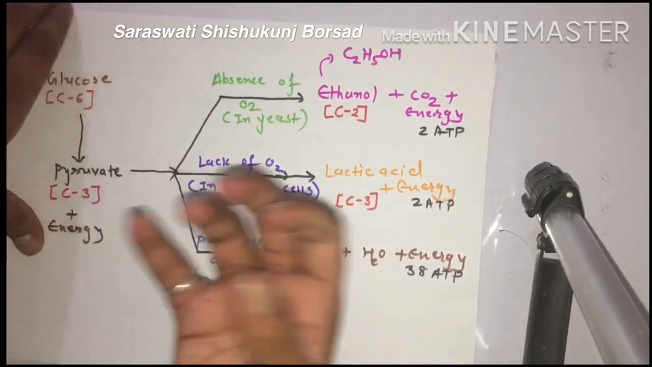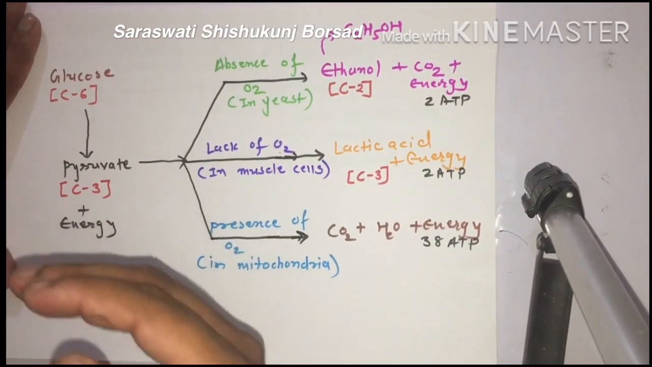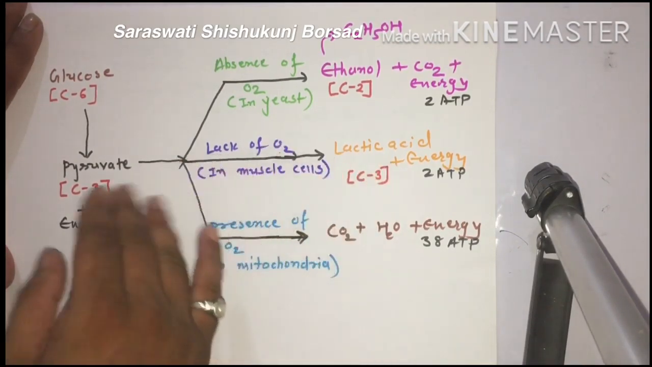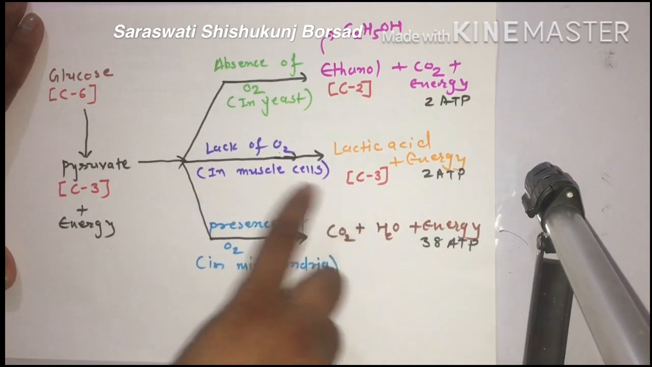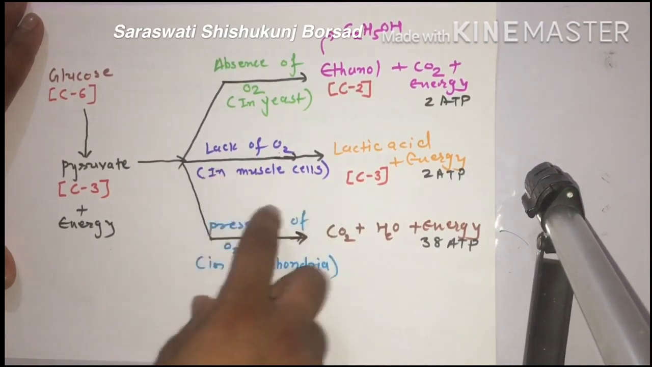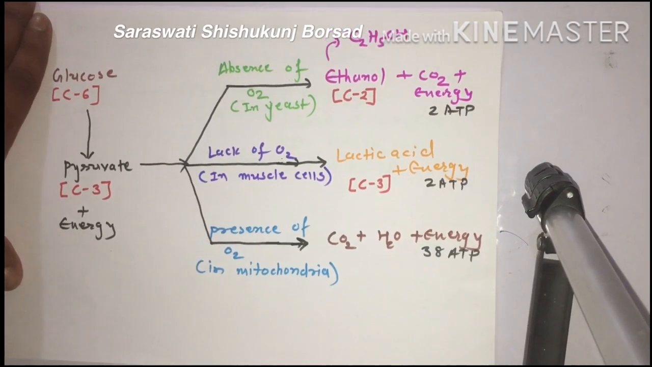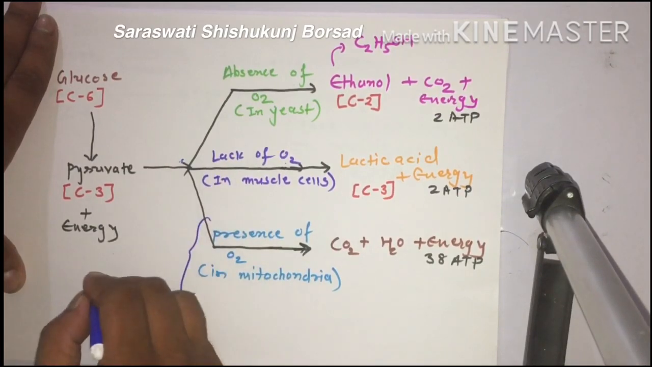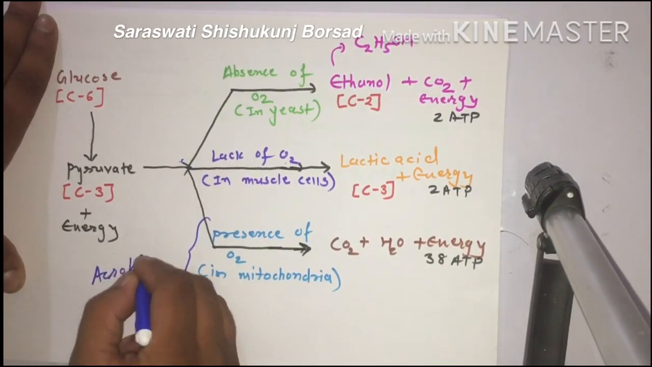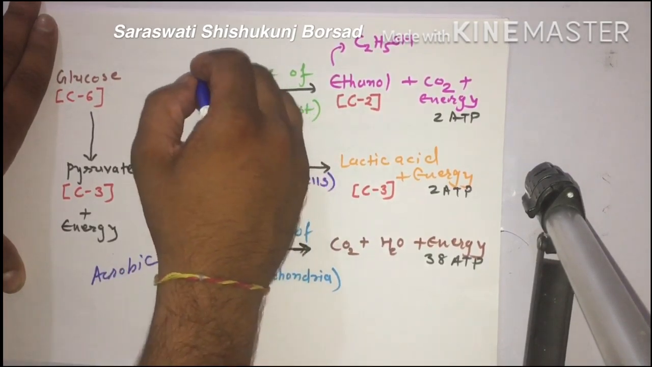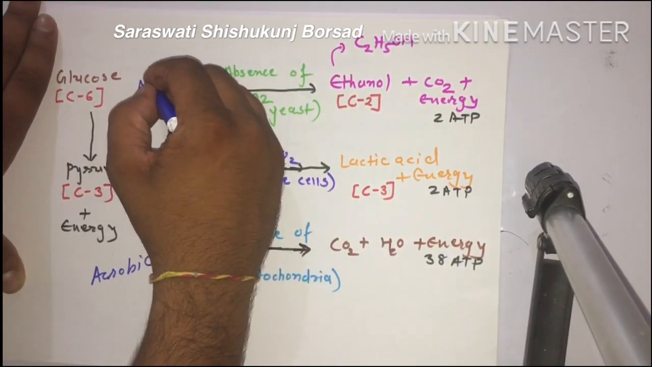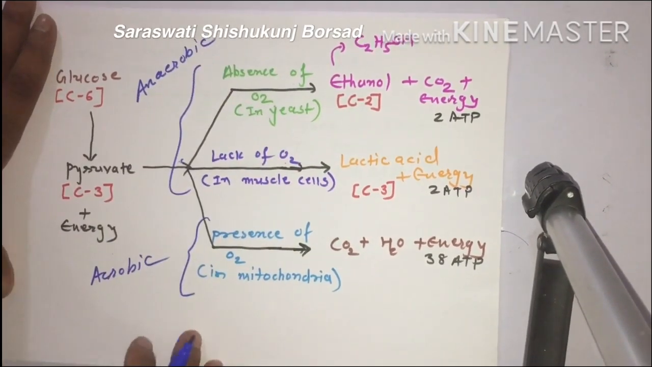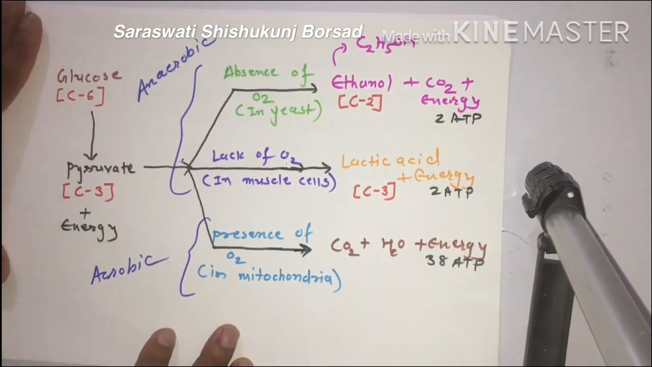The food which we take, the nutrients which we have, will get oxidized and release energy. That process is respiration. It will be of two types: aerobic respiration and anaerobic respiration. This particular option is for aerobic respiration, and these two are for anaerobic respiration. So we will note down here that this part is for aerobic respiration, and this part will be for anaerobic respiration. Okay, so this is how we can understand it.